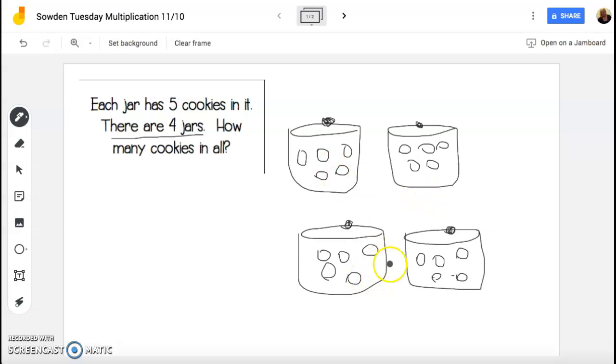4 jars. 1, 2, 3, 4. 5 cookies in each jar. 1, 2, 3, 4, 5 in each jar. Now I can solve this in 2 ways. I can count by ones and come up with my answer, which is 20 cookies.